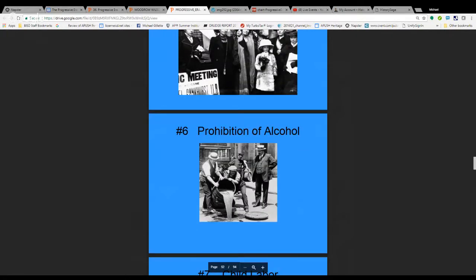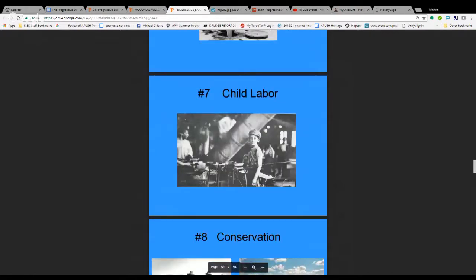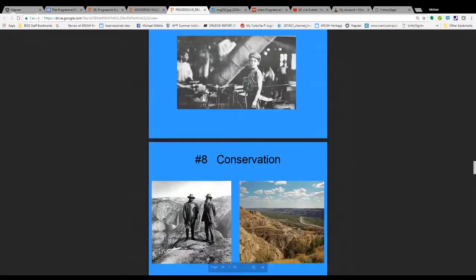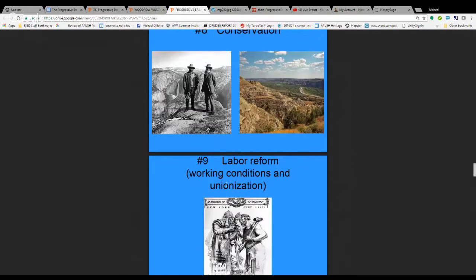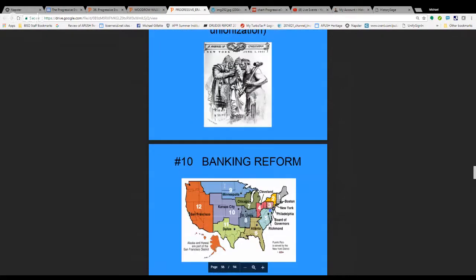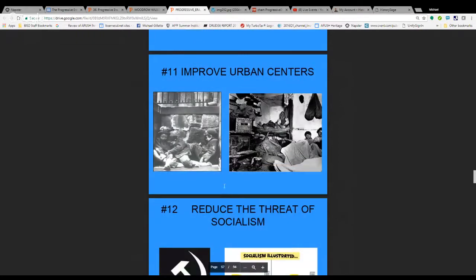So what you're doing, you're looking at these various progressive causes, and in every one of these progressive causes, the progressives achieved great success. So you just need to be familiar with that.